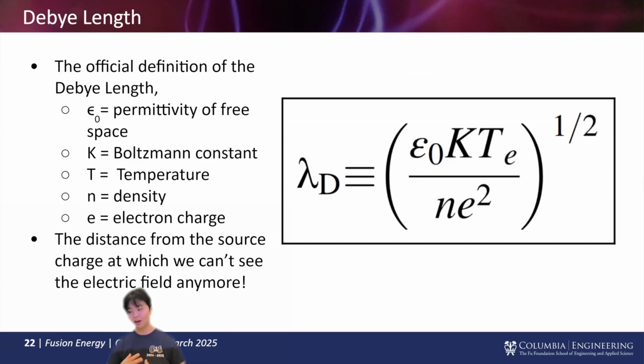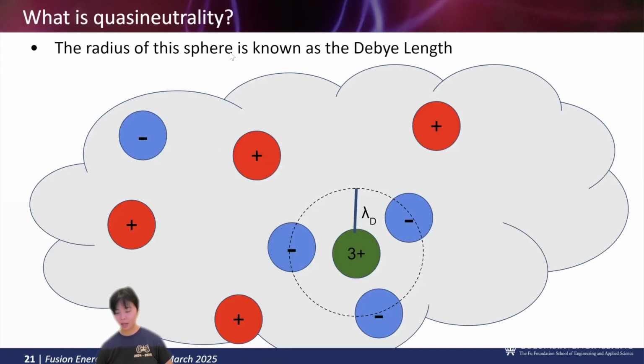You have plasmas that are on an interstellar level, they're massive, and you can also have a plasma in a fusion device that's only maybe a couple meters big, right? So definitely important. And the Debye length is the distance from the source charge at which you can't see the electric field anymore. So something important is that these positive charges over here can no longer see this 3 plus charge, right? To them, they see neutrality because these charges are canceling out this extra external charge that we're adding. So in a way, it's like some kind of shielding effect.